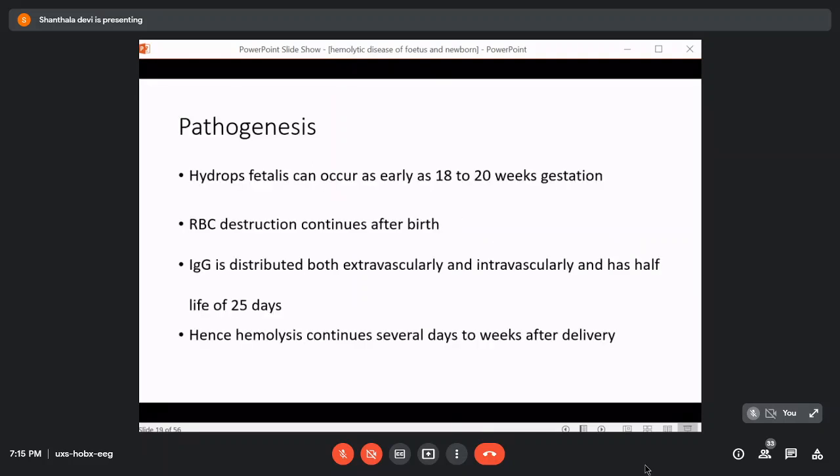Hydrops fetalis can occur as early as 18 to 20 weeks gestation. The RBC destruction continues after birth, and I told you this happens due to the IgG antibodies, and as we all know, IgG is not only there intravascularly, it is distributed extravascularly also. So once it is cleared from the intravascular space, the extravascular part moves into the intravascular space, and its half-life is a little longer than the other immunoglobulins. It is around 25 days, and hence hemolysis continues for several days to weeks after delivery.